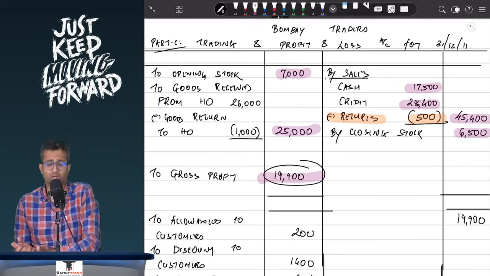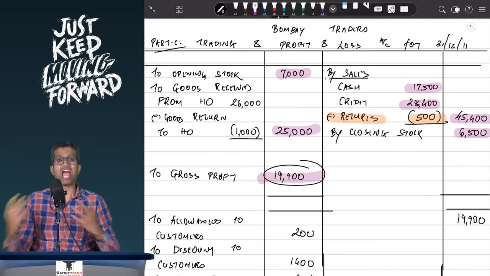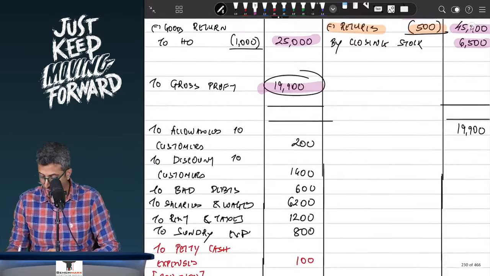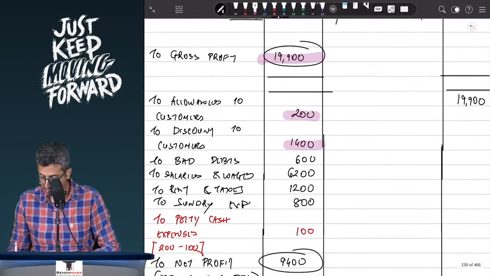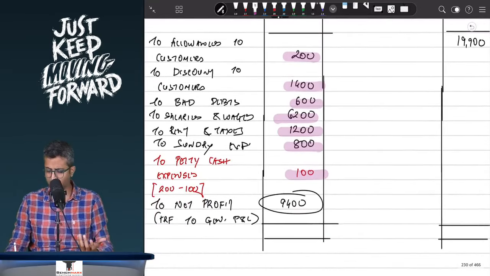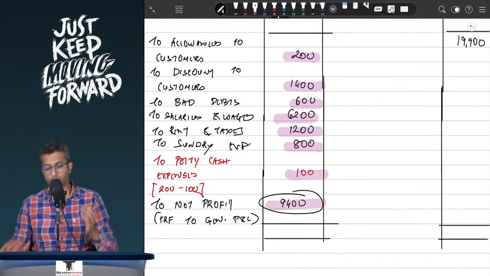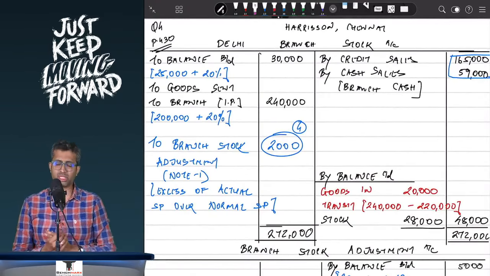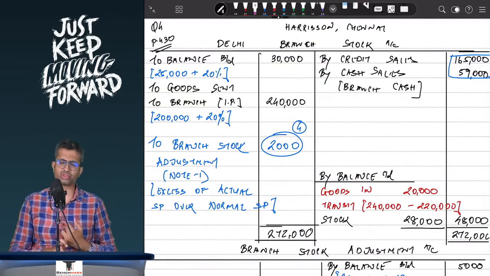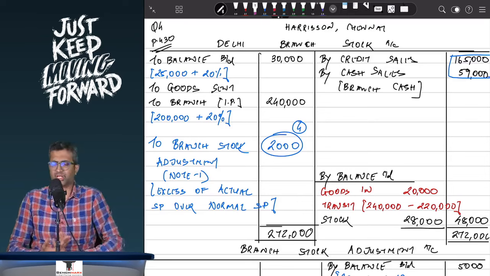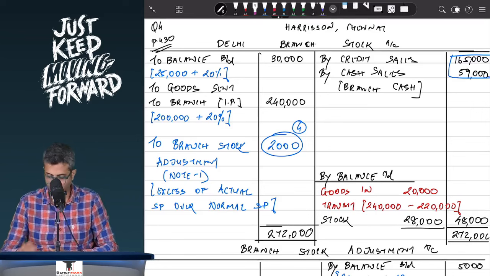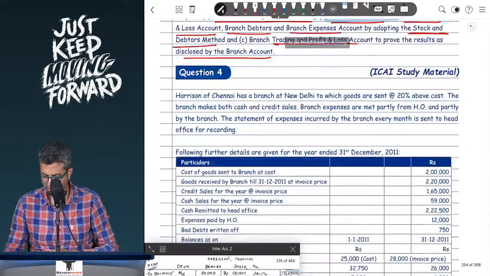Instead of preparing a stock account, this is a better that you're preparing the trading account. And then instead of having a separate branch expense, you'll have all the expenses directly taken in the P&L over here, which is allowances, discounts, bad debts, salaries, rent, sundry expenses, and even petty cash expenses, and this will come to a net 9,400. So over here, this is a good question, I would say. When you revise this question, question number 3, I believe, all the branch regular debtors method, stock and debtors method, as well as trading and profit and loss method does get covered. Perfect. So after this, we'll go to question number 4.